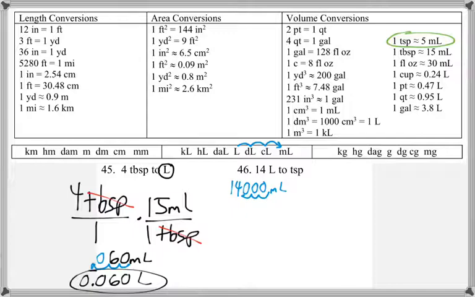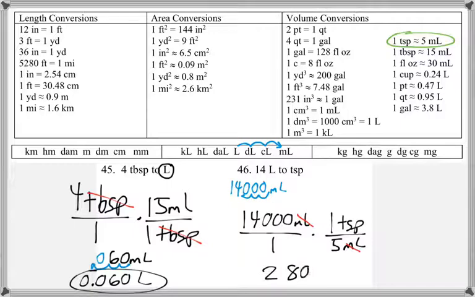And then I'm going to use the dimensional analysis. 14,000 times 1 divided by 5, and we get 2,800 teaspoons.